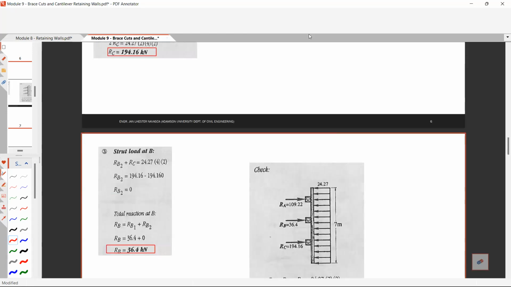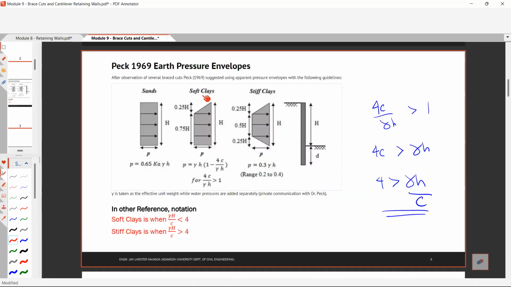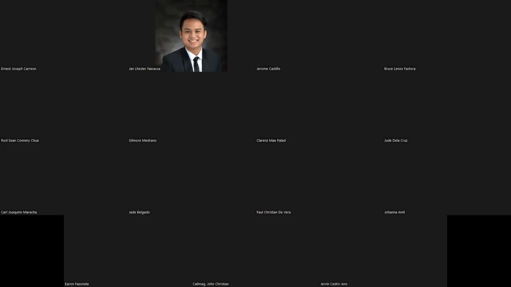Okay, sige. So basically, ganito lang siya. Ito lang yung ating pressure diagram for sand, soft, and stiff clays. So I think mas maganda if mag-advanced reading tayo.